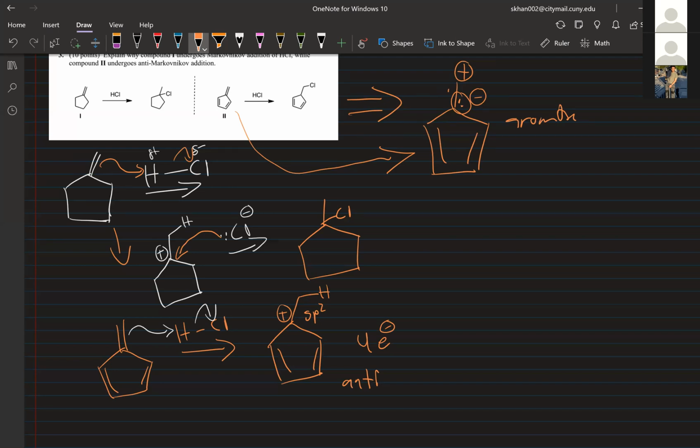Isn't that carbon now sp3 though? Because it has 3 sigma bonds and 1 lone pair. With the lone pair there, it has 3 sigma bonds and a lone pair. That makes it sp3, right? So it's no longer planar. Let me think.